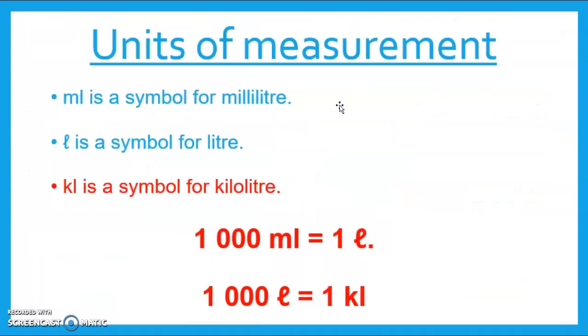When we measure liquid, we use units of measurement such as milliliters. We use a small m and a small l to represent milliliter. Milli means small. We use an L for liter. A liter is bigger than a milliliter. Then bigger than liters are kiloliters. Kiloliters are denoted by a K and an L together. 1000 milliliters is the same as 1 liter, and 1000 liters is the same as a kiloliter.